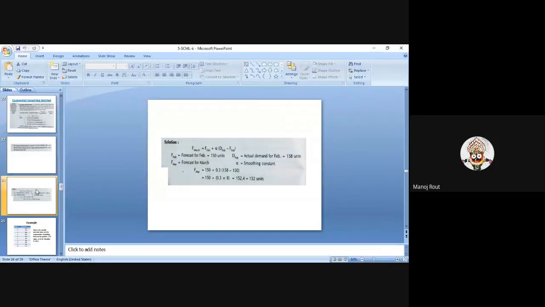152.4. So try to understand: the forecast for the month of March equals the forecast for February plus the smoothing constant alpha into the actual demand for February minus the forecast for February. Here the forecast for February is given as 150 units, the actual demand for February is given as 158 units, and alpha is given as 0.3. So you have to calculate the forecast for the month of March 2003. So the answer is 152.4. Clear?